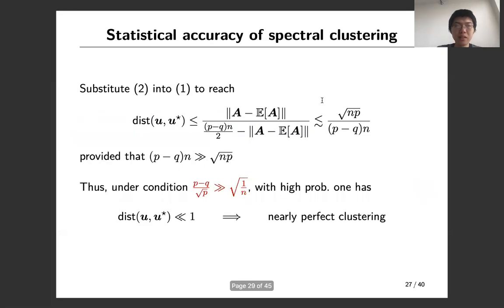Now let's substitute this perturbation size of the noise into the Davis-Kahan perturbation bounds. We will reach the following conclusion.